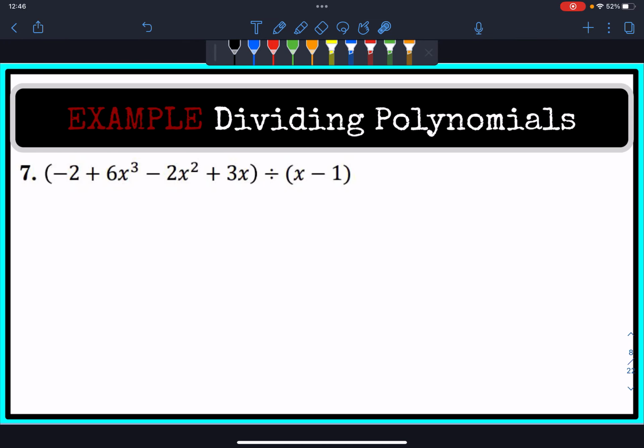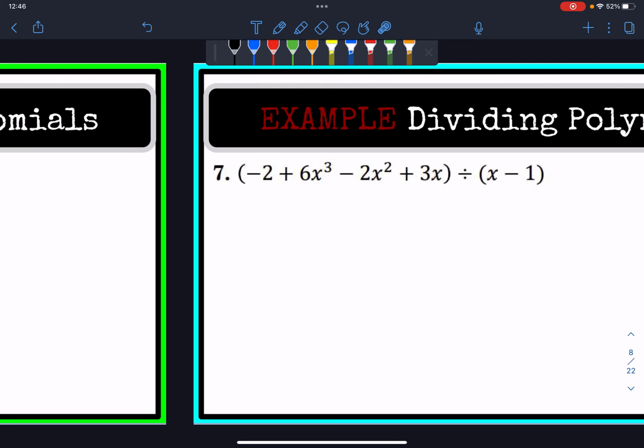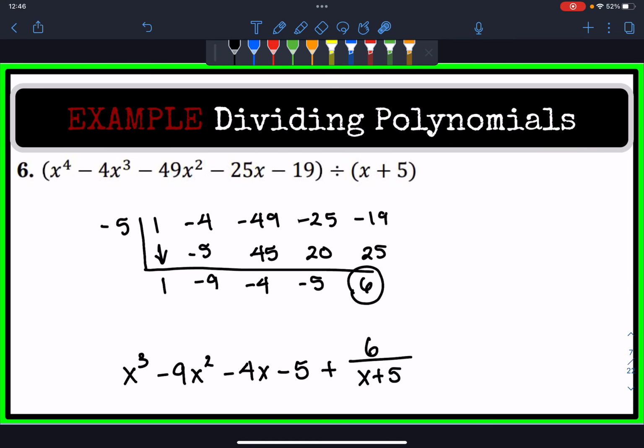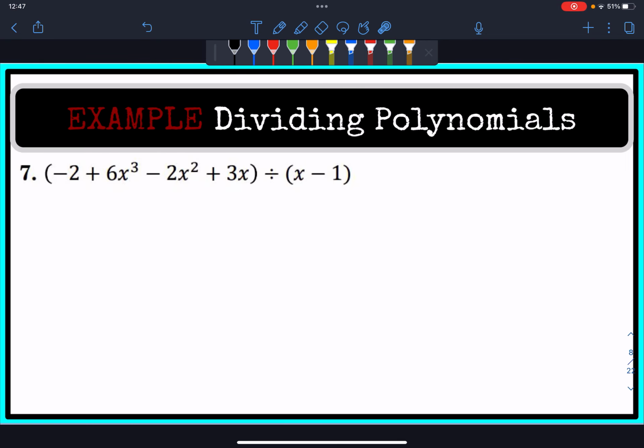Now, besides again having to have a place for every power, here we have x to the fourth, x to the third, x to the second, x to the first, and the constant. They also have to again be in order. So like in example number 7, notice that our powers are not in order. X to the third, the highest exponent, 3, is not in the very front. So we have to rearrange this so our degrees are in order from highest to lowest.